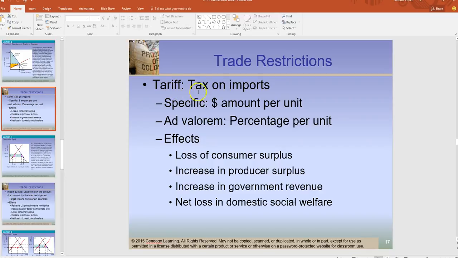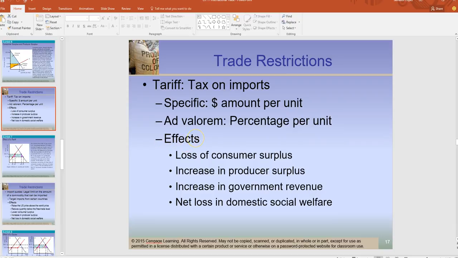A tariff is a tax on imports. It could also be on exports, but we're just going to look at the case of imports. It can be specific or ad valorem. When it is specific, it is a dollar amount per unit, such as 5 cents per pound, 10 cents per ton or per package, etc. Ad valorem is when it is a percentage per unit, right? 10% per unit, 5% per unit.